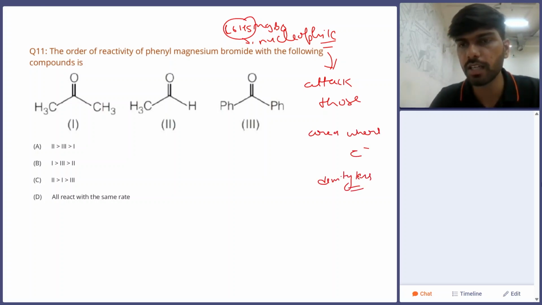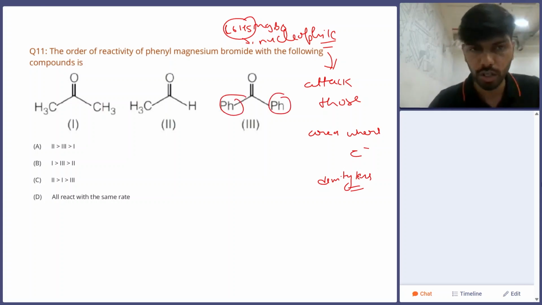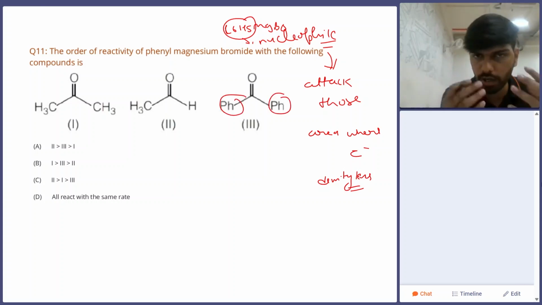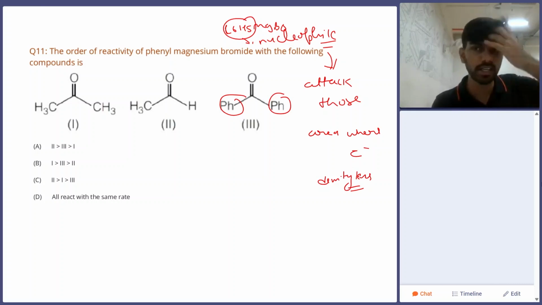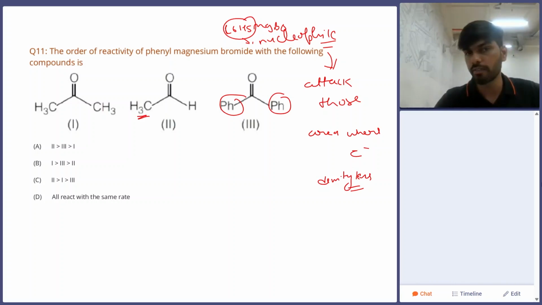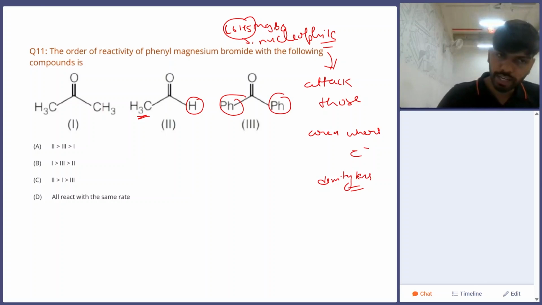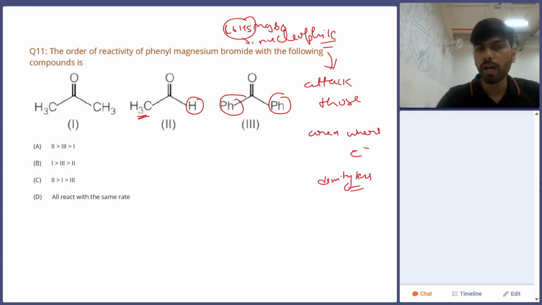If you look at the phenyl compound, with 2 phenyl groups, electron density is huge, so the order of reactivity is very less for the third. In acetone, the 2 methyl groups show a plus inductive effect and increase the electron density on the first one. But in the aldehyde, there is only one CH3 group and one H, so electron density is less as compared to 3 and 1. So the order is 2, 1 and 3, option C is correct for this question.